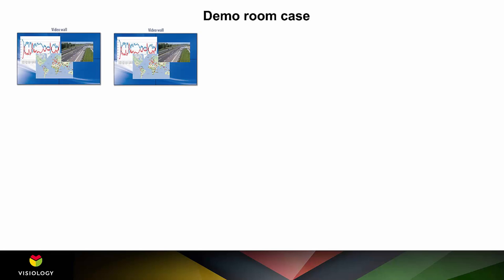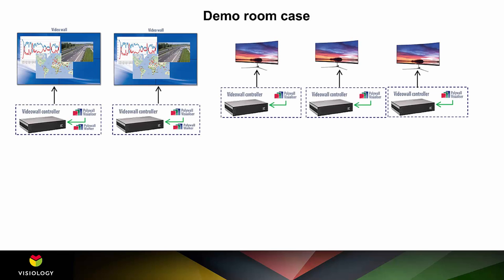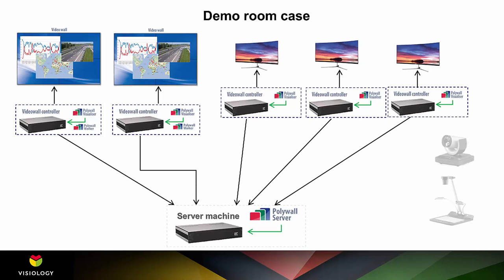For our installation, we will take the following use case: two video walls 3x2 and three separate monitors. Each video wall and monitor has its own controller connected via DisplayPort. Polywall Visualizer and Polywall Worker are installed on each controller. Please note that all hardware sources are connected to the video wall controller, and without Polywall Worker, the sources will not function. The Polywall server is running on a separate machine, and there is a number of hardware sources connected to a matrix controller via a matrix switcher.